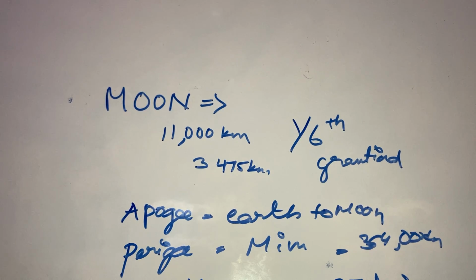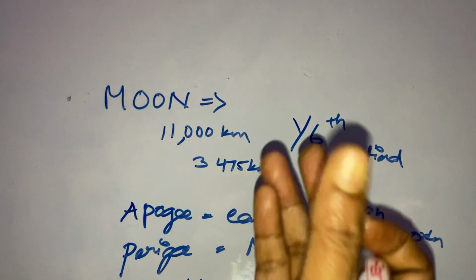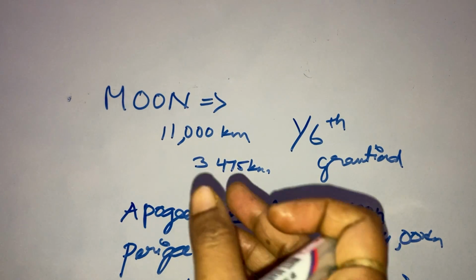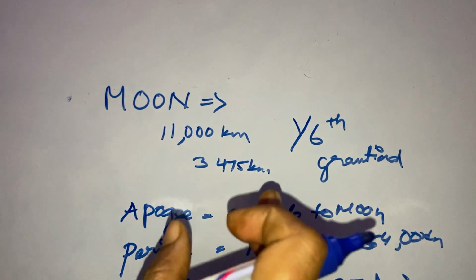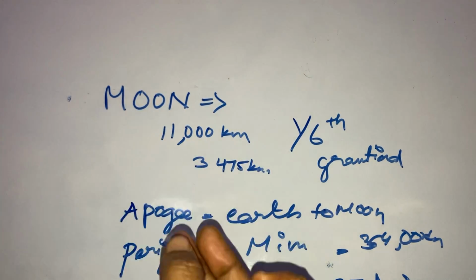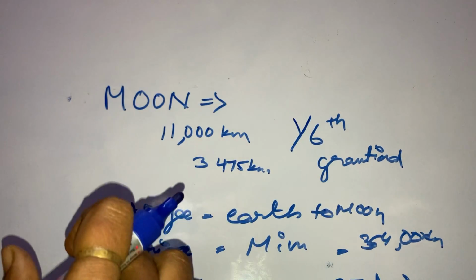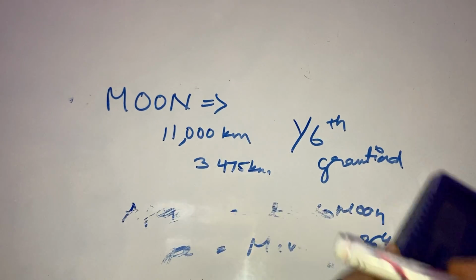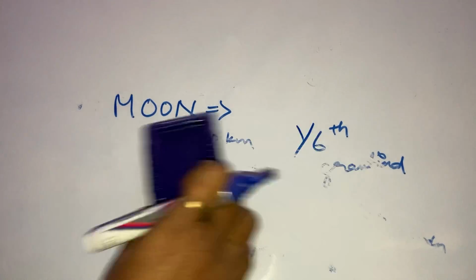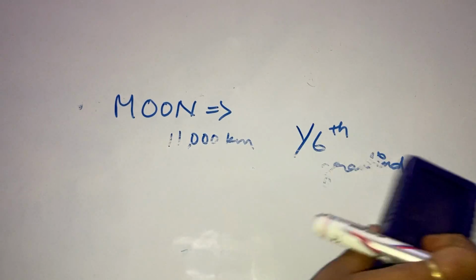We can see only one side because of its elliptical orbit. So we can only see the highlands, which look like dark patches on the Moon, and the highest mountain on the Moon is Leibnitz Mountain, which is very high. It is situated at the south pole.